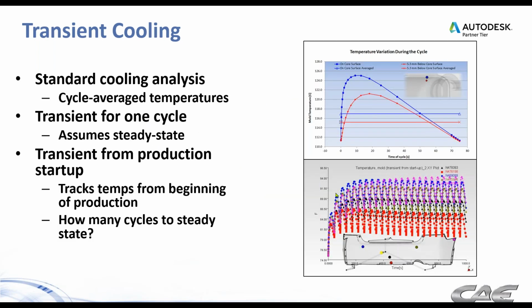We can also track the number of cycles it takes to get to a steady state situation when we do what we call a transient from production startup. So we can look at multiple cycles and track the temperature over time as it relates to that.